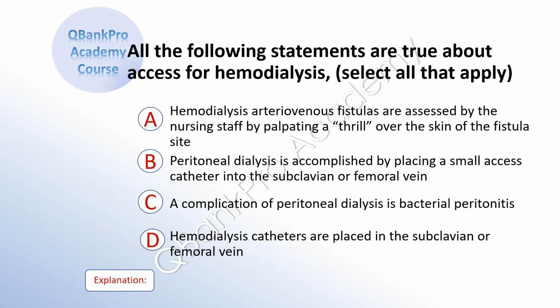All of the following statements are true about access for hemodialysis. Select all that apply. A. Hemodialysis arteriovenous fistulas are assessed by the nursing staff palpating a thrill over the skin of the fistula site. B. Peritoneal dialysis is accomplished by placing a small access catheter into the subclavian or femoral vein. C. A complication of peritoneal dialysis is bacterial peritonitis. D. Hemodialysis catheters are placed in the subclavian or femoral vein.